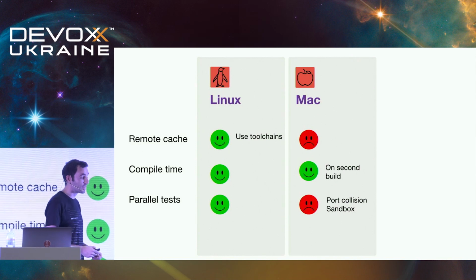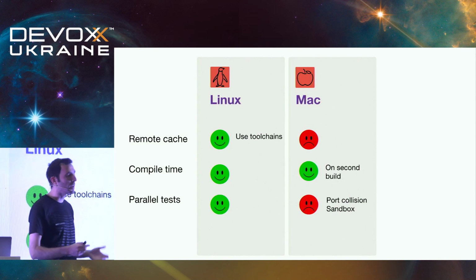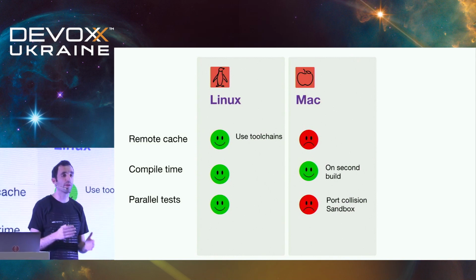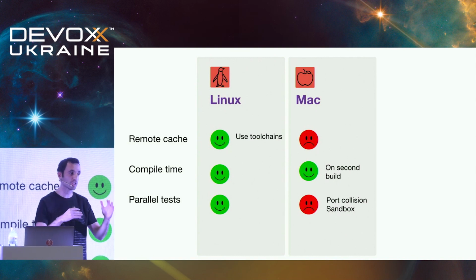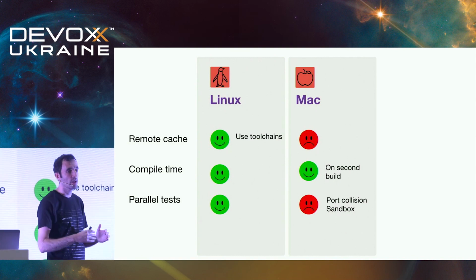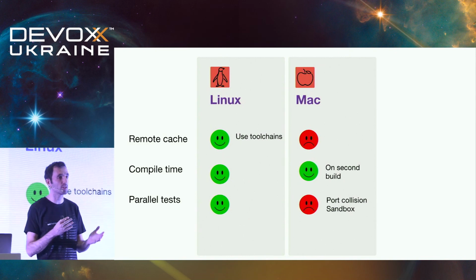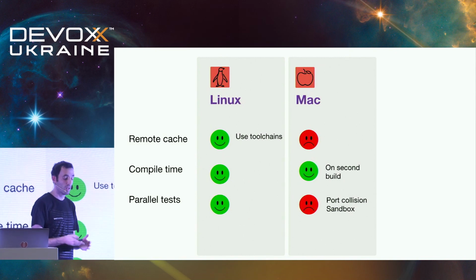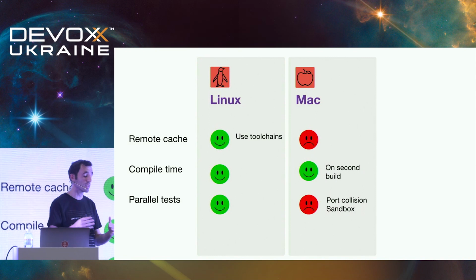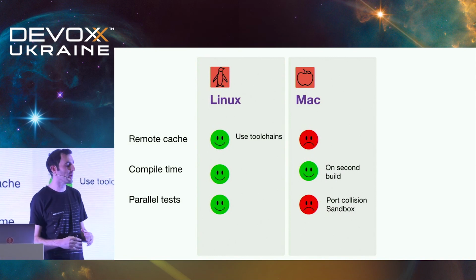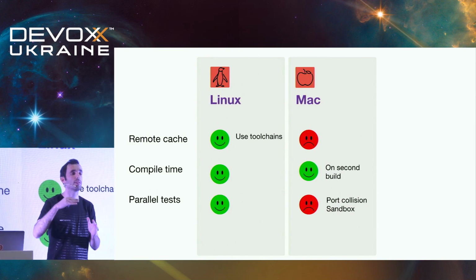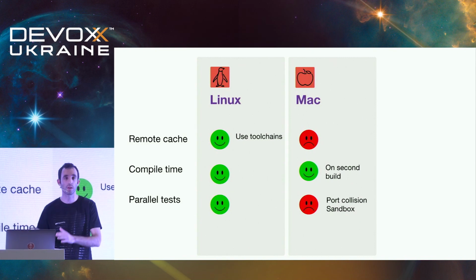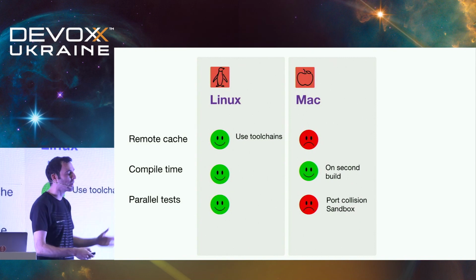Okay, running tests in parallel. Again, with Linux, there's great support for testing in isolation and port isolation. With Mac, the situation is not the same, and also the network sandboxing works a little bit differently on Mac, so you may end up with different results on your local Mac and on CI running on Linux.